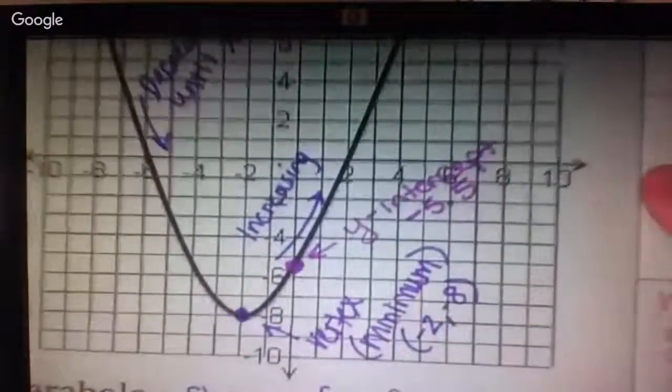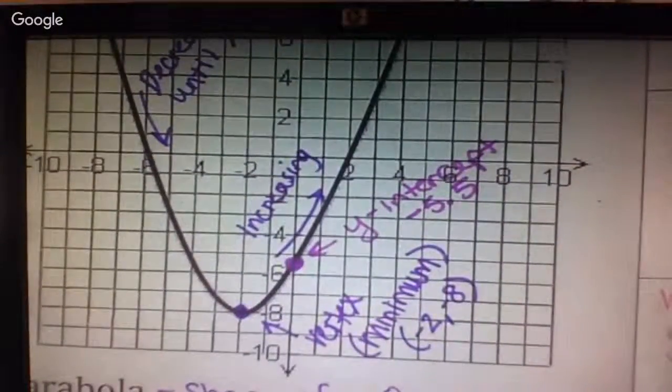Sorry, do I need to make this bigger? It's just kind of hard to see because of the black section. I got you.